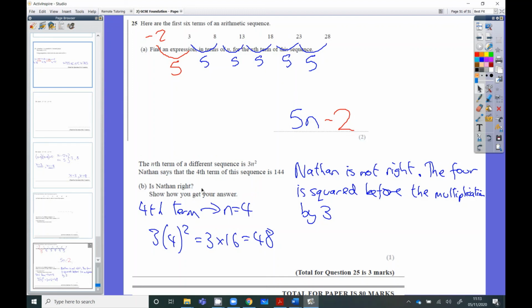So Nathan's got it wrong because he hasn't followed BIDMAS. He's done 3 fours are 12, then 12 squared. So Nathan is not right. The 4 is squared before the multiplication by 3.